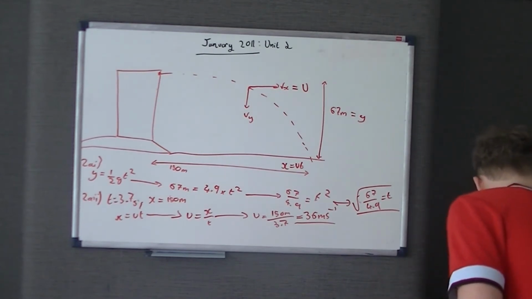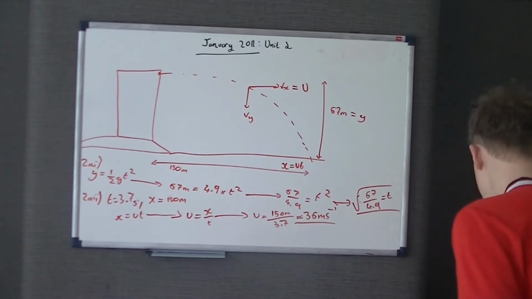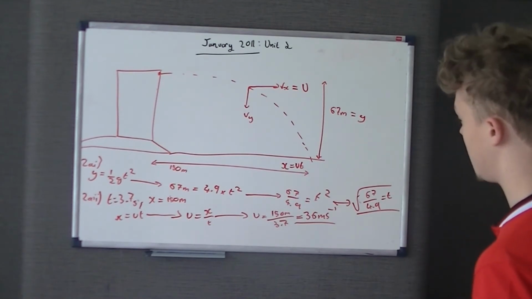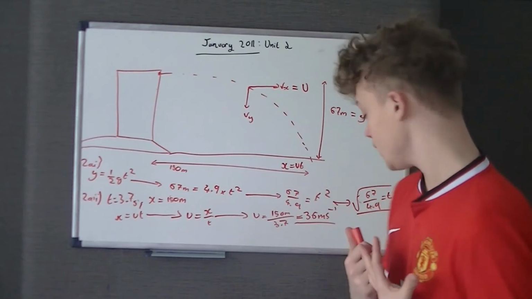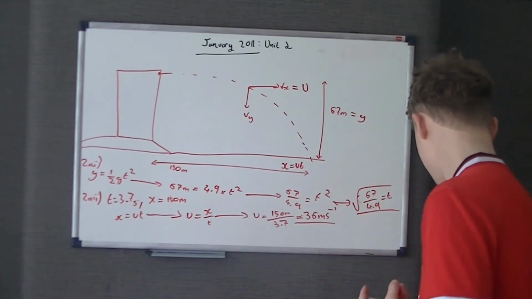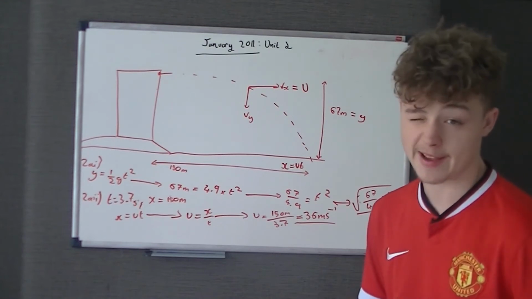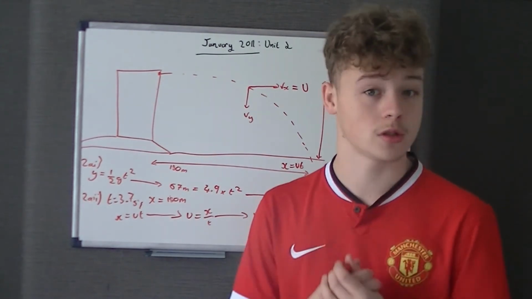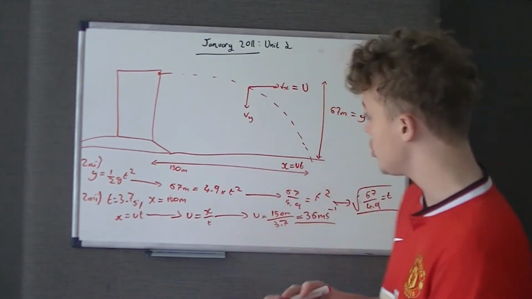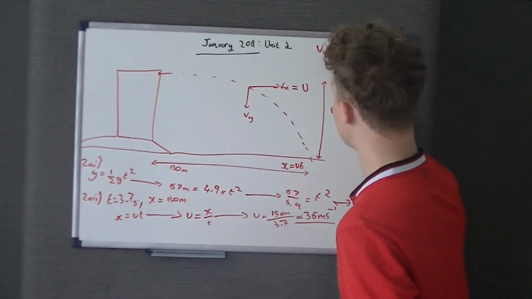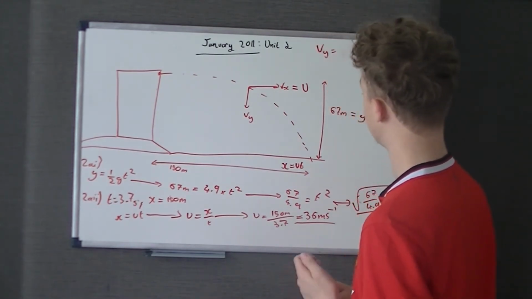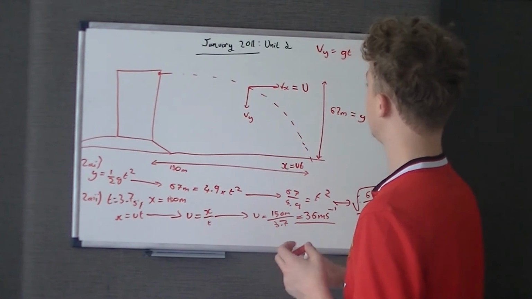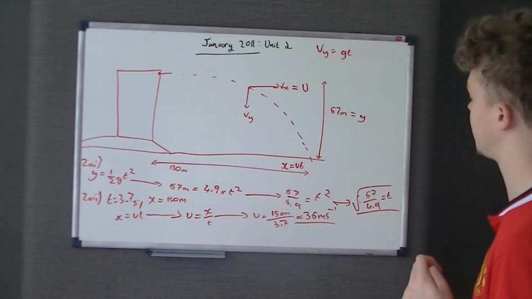Now I'm going to do 2A part 3. It says, calculate the vertical component of the velocity just before the cannonball hit the ship. So what we're not doing here is finding the overall velocity or the resultant. What we're doing is finding Vy. And you should know, Vy equals, what is it? gt, I think it is. Yeah, that's right.